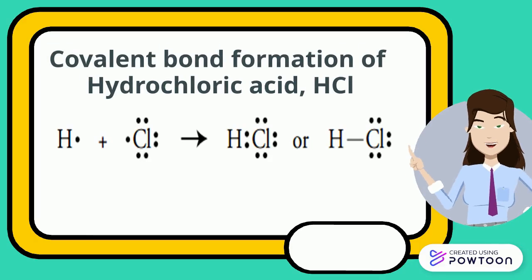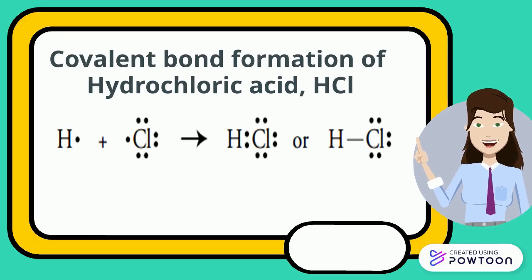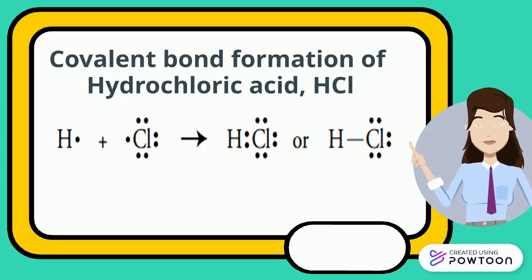You would notice now that hydrogen has 2 valence electrons, just like helium. Therefore, it is now stable. The element chlorine, on the other hand, has 8 valence electrons now, just like argon. Therefore, it is now stable as well. The pair of electrons shared is their bonding electrons.